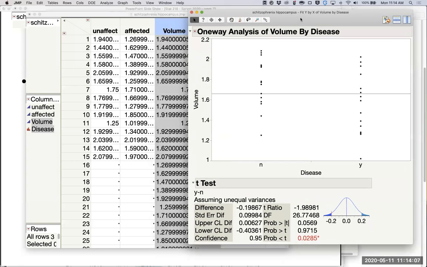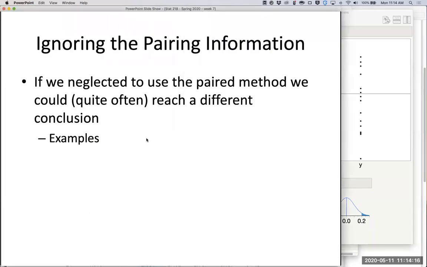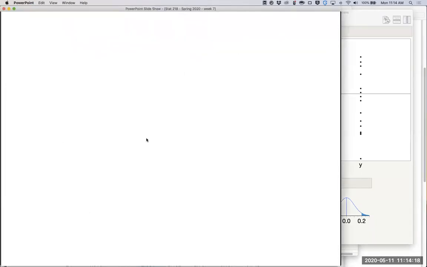So what's the point? The point is, if you have natural pairs of data, you have to use the paired method. The paired method is the right way to analyze the data if the data come in pairs. Okay, good place to stop for the moment, and we'll get back into it next video.